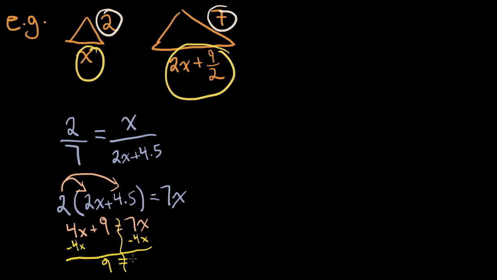Anyways, you get 9 equals 3x. I'm trying to fit this in really small. How do I get x all by itself? I divide both sides by 3. There we go. And x is equal to 3. Yay. And there you go. Cool. So that's a nice little similar one.